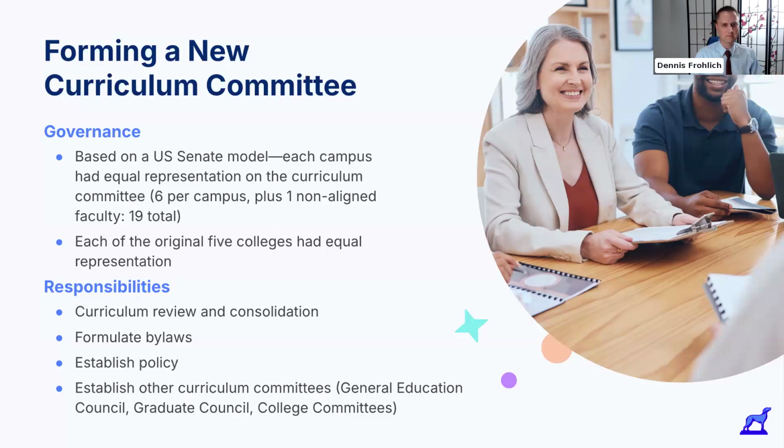So this committee was formed, and our tasks, our responsibilities, were reviewing program and course proposals to merge all of these together and to get everything approved, but also to create bylaws for how this committee would function, to establish new policies, and also to set up the other curriculum committees that were intended. Because of how quickly the integration was happening, just the initial university curriculum committee existed, but we eventually set up a general education council, a graduate council, and then college curriculum committees as well.